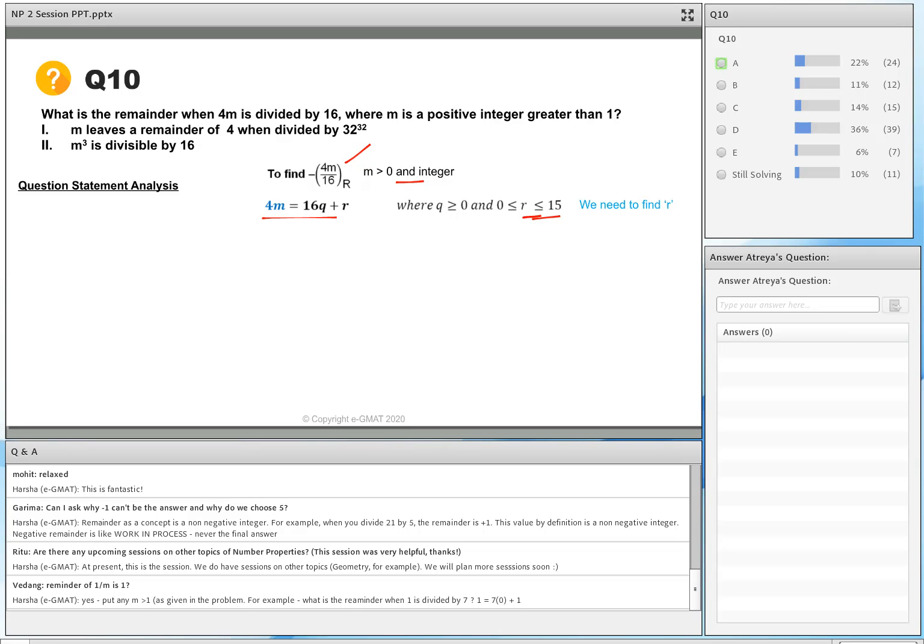We don't have any further information, so we simply have to go to the first statement. The first statement tells me that m leaves a remainder of 4 when divided by 32 to the power 32. So m, when divided by this, this is the divisor, this is the remainder. So I can write m as divisor times quotient, where k is the quotient, plus the remainder. This is the value of m.